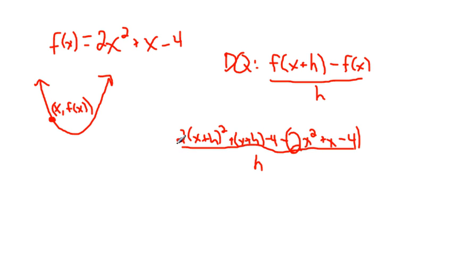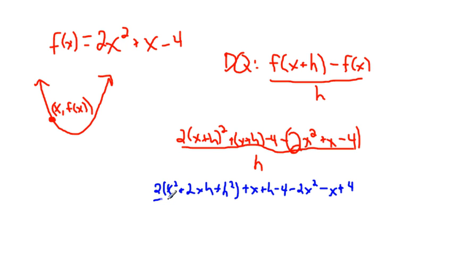So we want to simplify this a little bit. This is quite a mess, and it's going to simplify pretty nicely. First, I'm going to square this x plus h. I'm going to do this next step in blue. We'll have 2 times x plus h squared, which is x squared plus 2xh plus h squared. And then this is just plus x plus h minus 4, and then minus 2x squared minus x. The reason it's minus x is I'm distributing this negative sign here, and then plus 4. All of that over h.